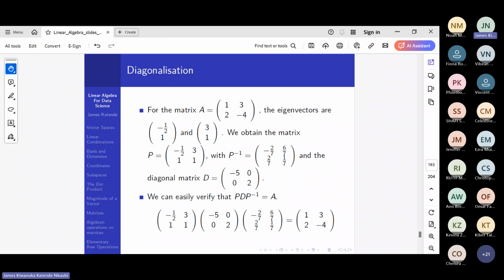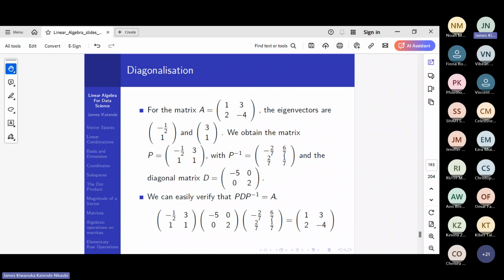So we need to create the matrix P. How do we create the matrix P? We take these eigenvectors as columns. So we pick this as our first column, then this as our second column. Then we can compute the inverse of P. So P inverse is this.